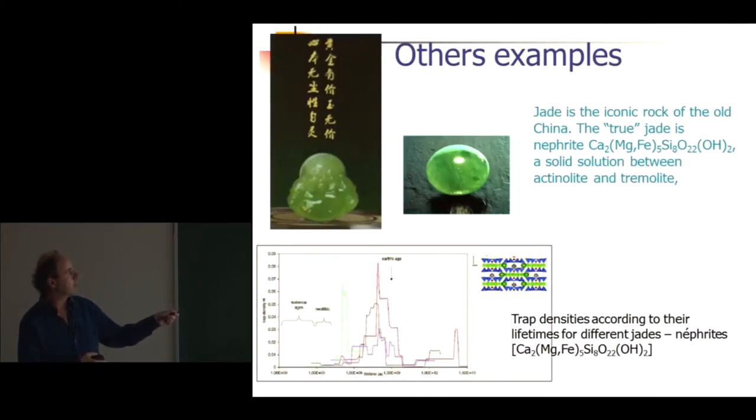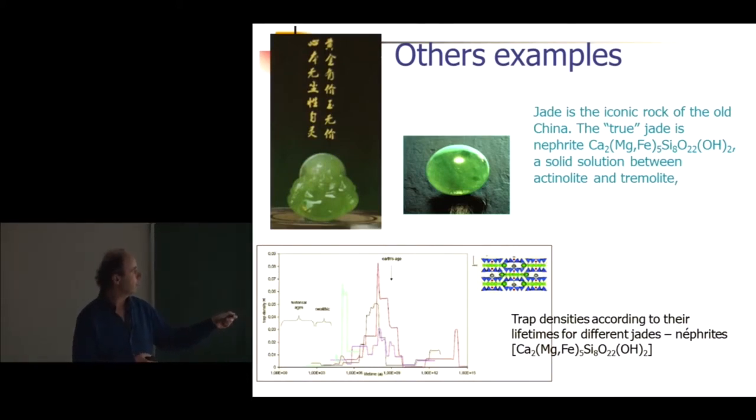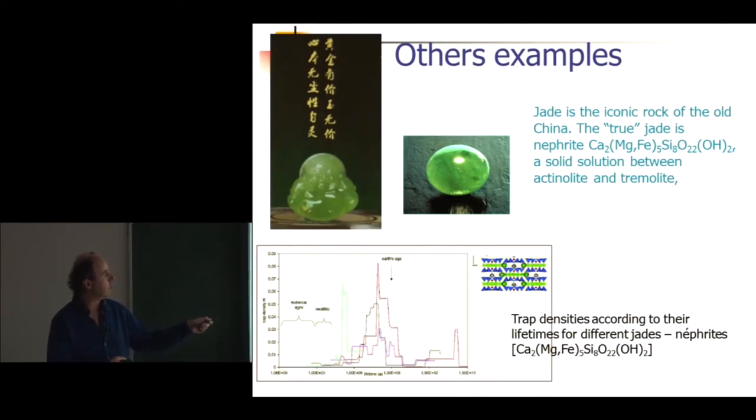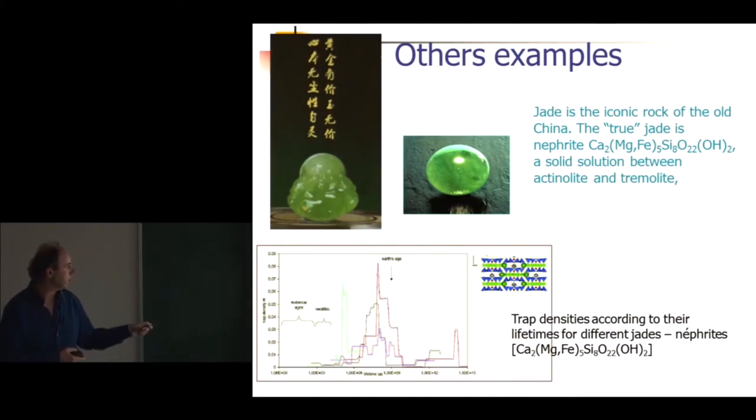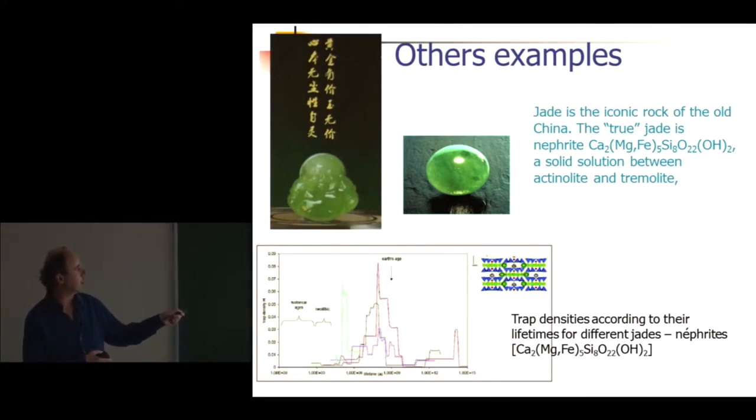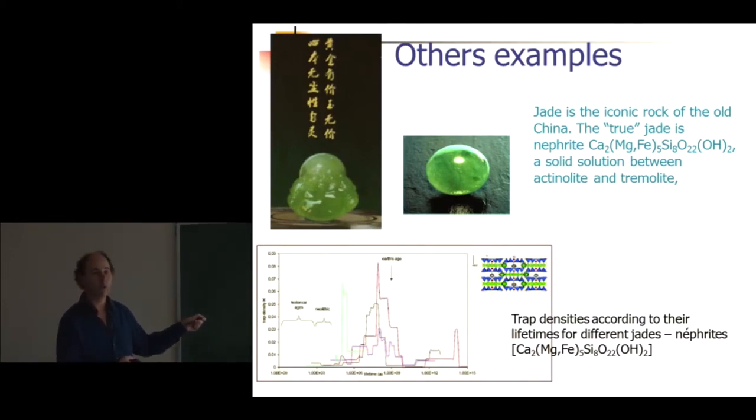Another example, jade in China, very important in China, a rock in China. The true jade comes from this solid solution between two natural minerals. By trap density and thermoluminescence, you can characterize the origin, and whether it's a real one or something that's not coming from the good place.